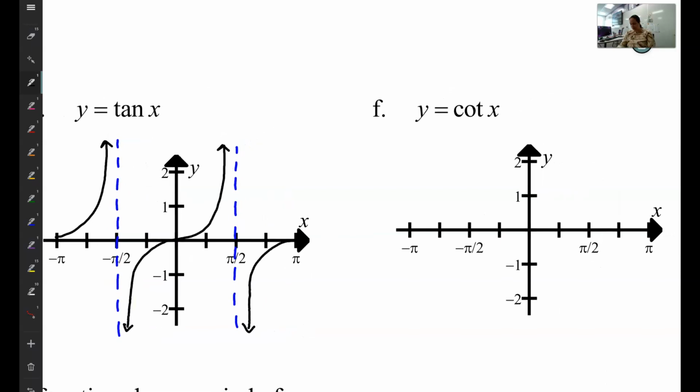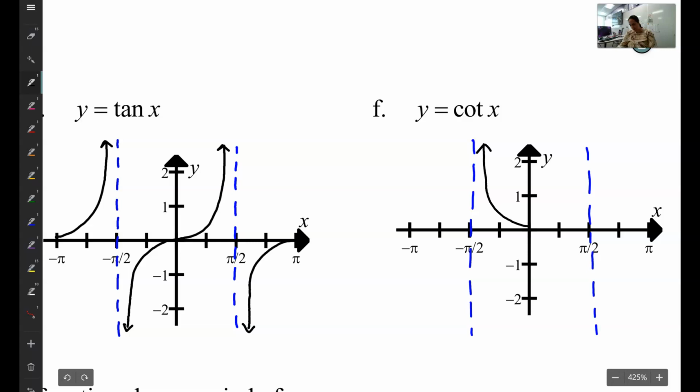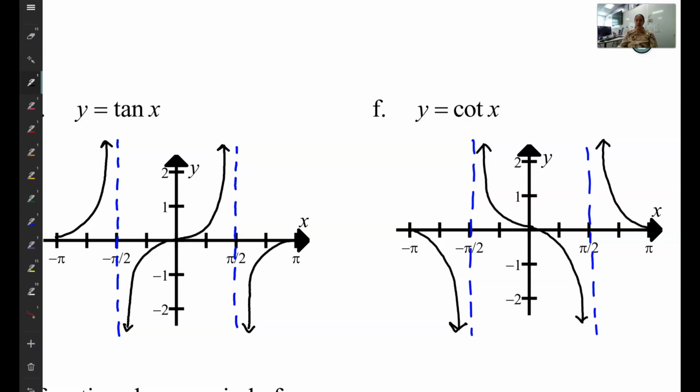Cotangent looks very similar. Same asymptotes. Except this one is decreasing. So the way you can tell the difference, if you read these graphs like a book from left to right, this one, tangent, is increasing from left to right. Cotangent is decreasing from left to right. So think of it like a book.